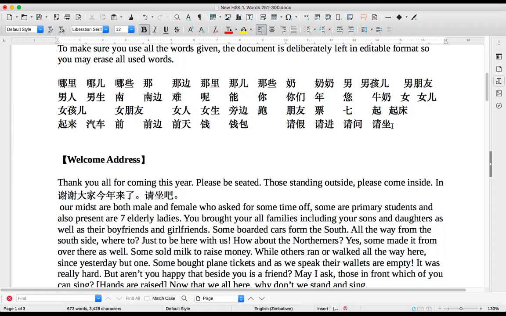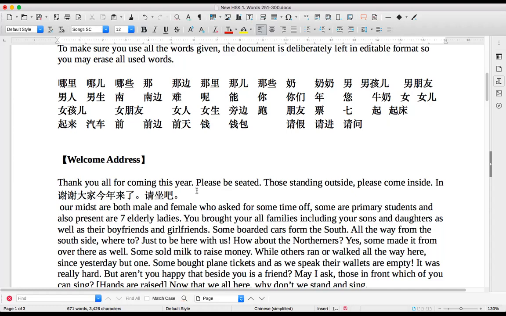And then next, we also have this one: those standing outside, please come inside. Let's see if I got this one right. I put 为那些起来请回来里边. Okay, good.